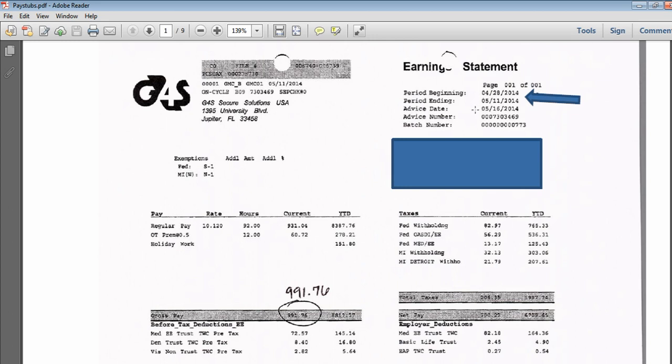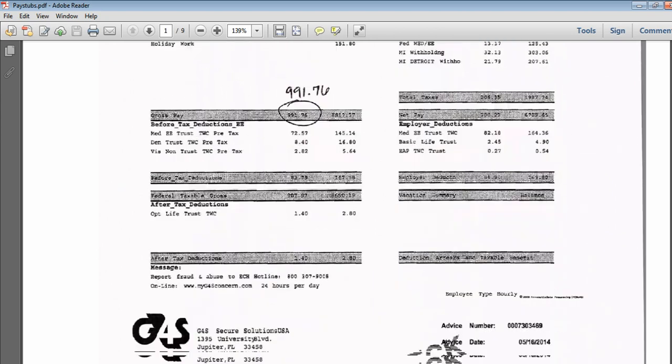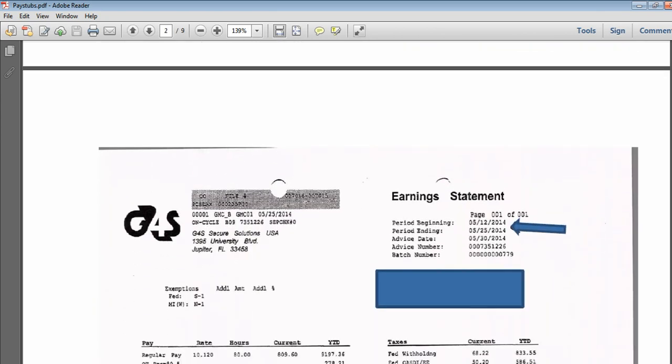The advice date, don't worry about that. All that means is the date that the check was cut. What we want to know is what amount of time this paycheck covers. So we are going to look at 4/28 to 5/11. So we're going to want our next paycheck to start on 5/12 as a beginning date. And it sure does. So we have 5/12 to 5/25, paycheck stub number 2.